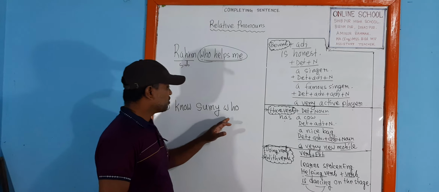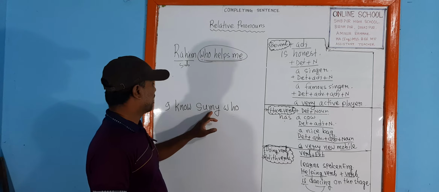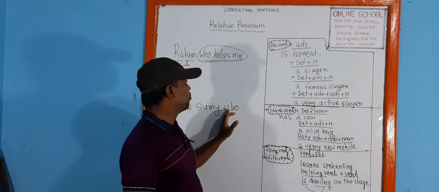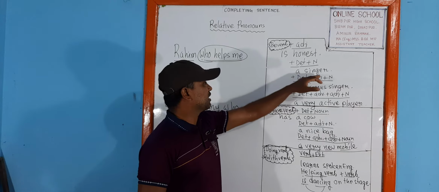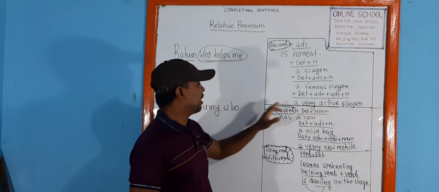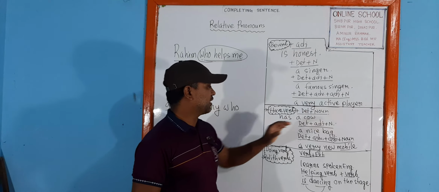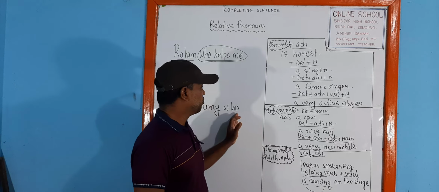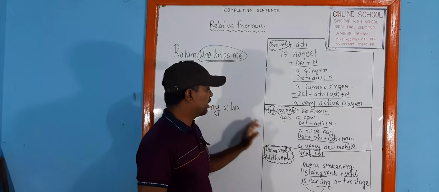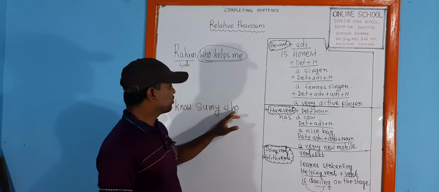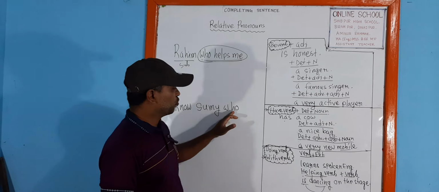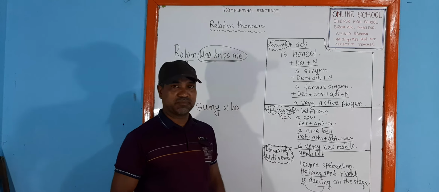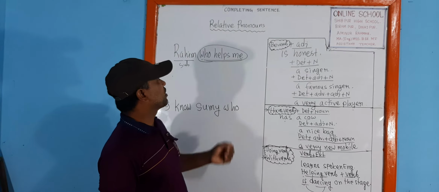Now, dear students, we can also use here: I know Shumi, who is honest, who is a singer, who is a famous singer, who is a very active player. And we can also use the have verb: I know Shumi, who has a cow, who has a nice bag, who has a very new mobile. And also: I know Shumi, who learns spoken English, who is dancing on the stage. So we can use this type of relative pronoun.